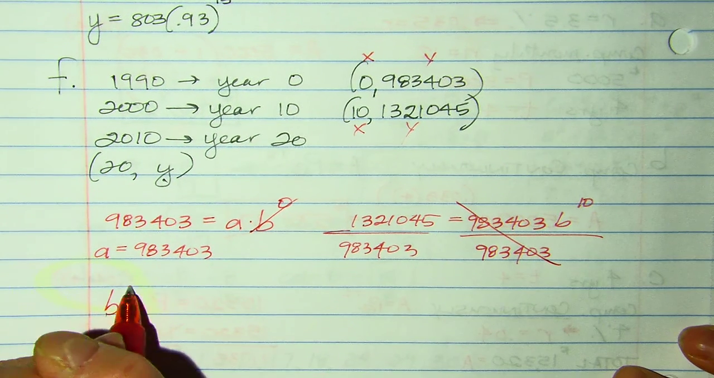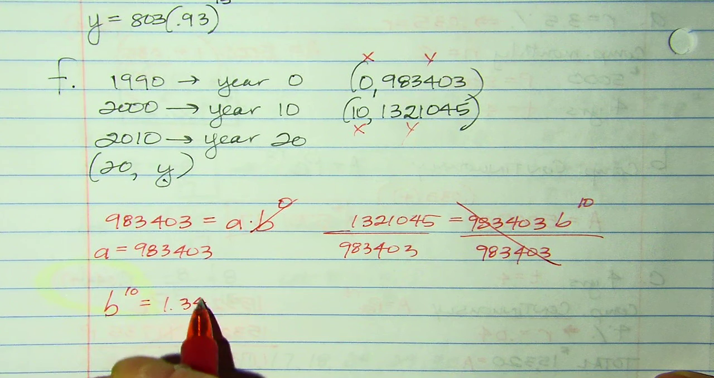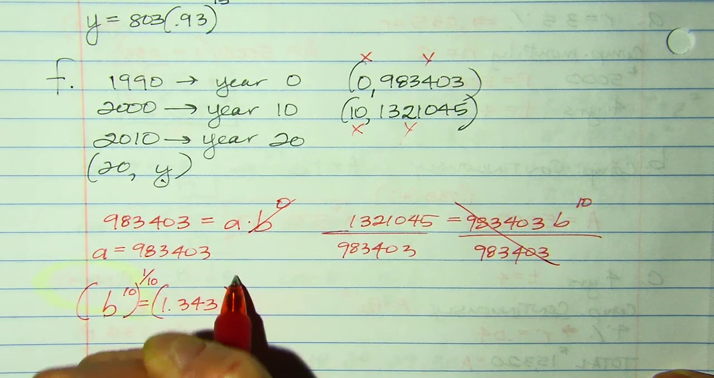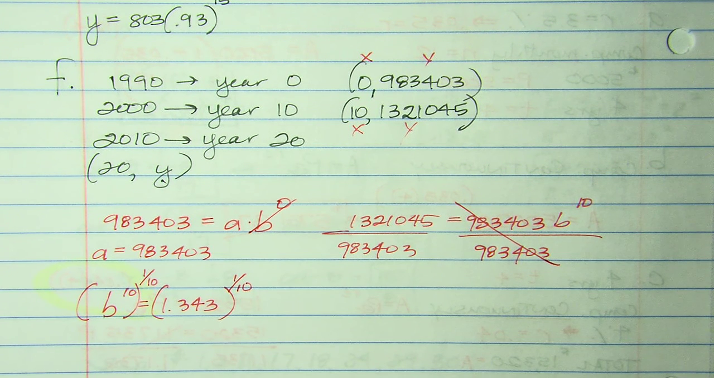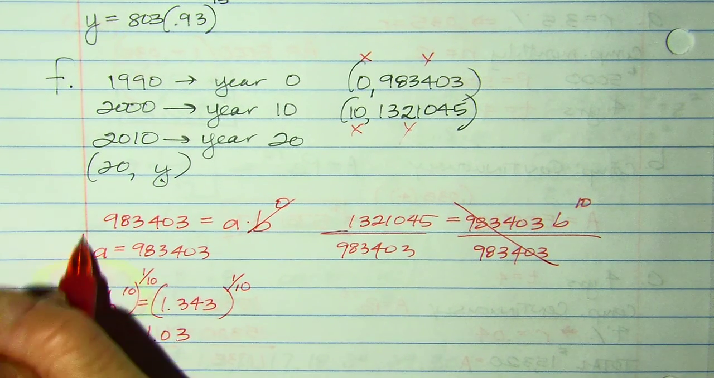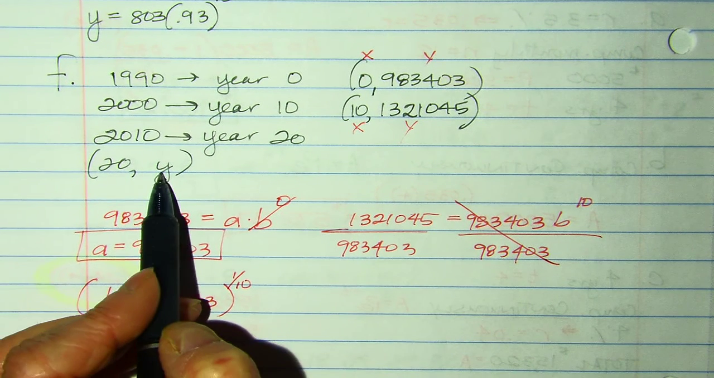And I have b to the 10th equals, I got a decimal of, where did I put it? Let me enter it. 1,321,045 divided by 983,403. And I got 1.343. And then to get rid of the 10th, I have to raise each side to the 1/10. So 1.343 to the 1 divided by 10. And I got b equals 1.03. So now I've solved for a and I've solved for b. So now I can solve for y.